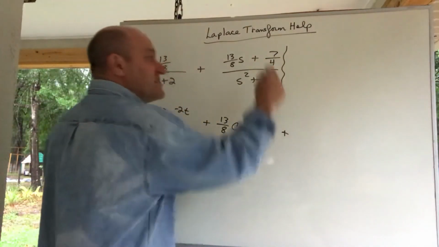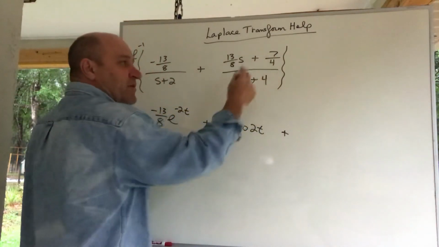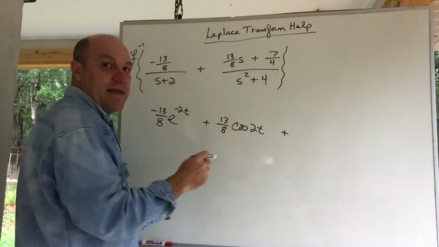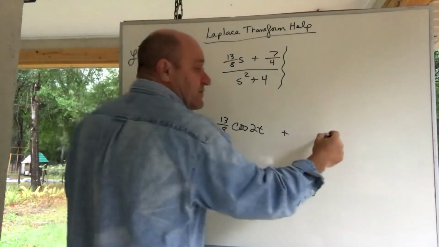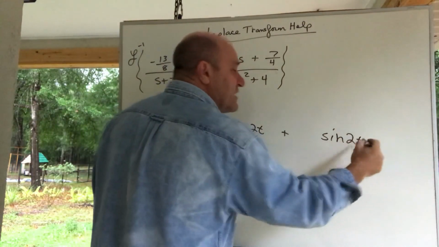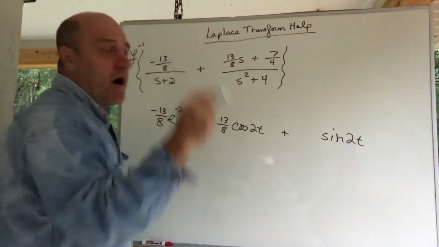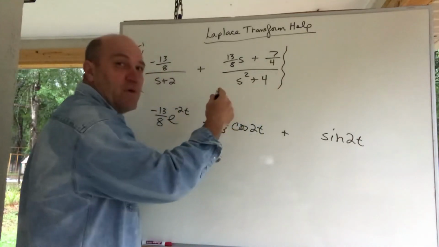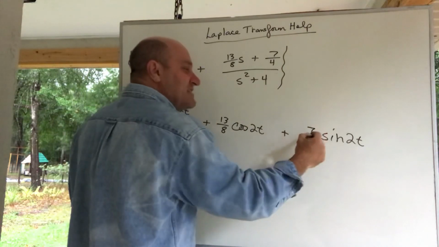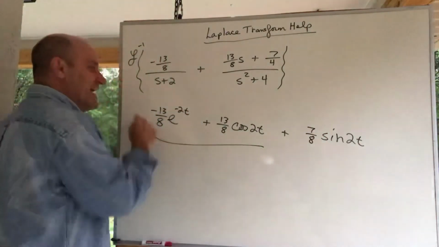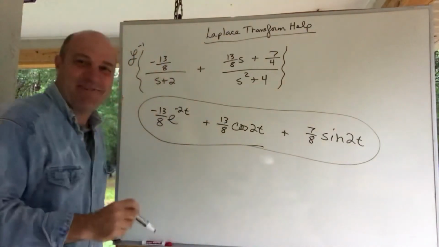The next one is a 7/4. I thought of it as two separate Laplaces. I'm sorry I didn't write it like that. But the next one is a 7/4 over this, which is a sine 2t. That's a sine 2t, but hold on. I need a 2 on top. So I pull the 7/4 out front, I put a 2 on top, then I divide by 2. I think I get 7/8 that way. Ta-da. That's pretty good, man.